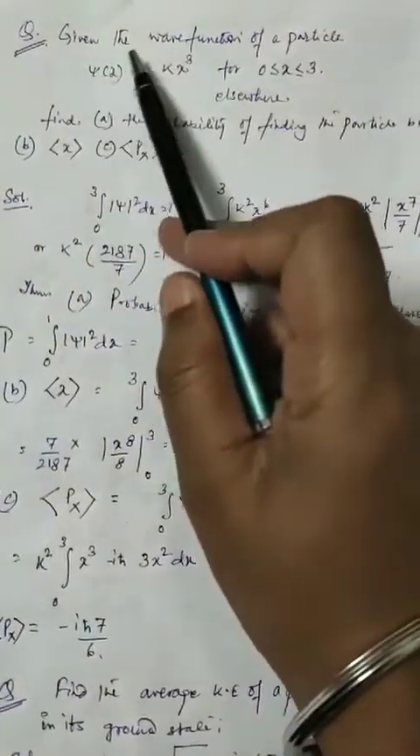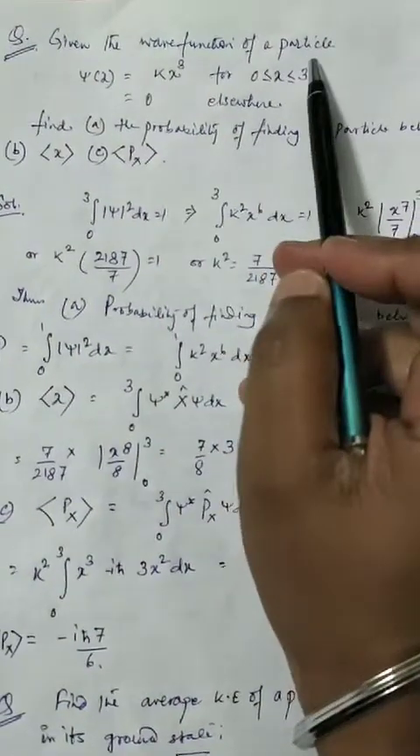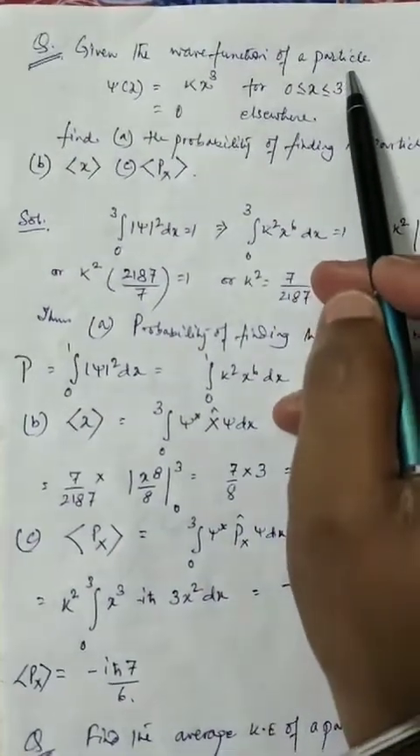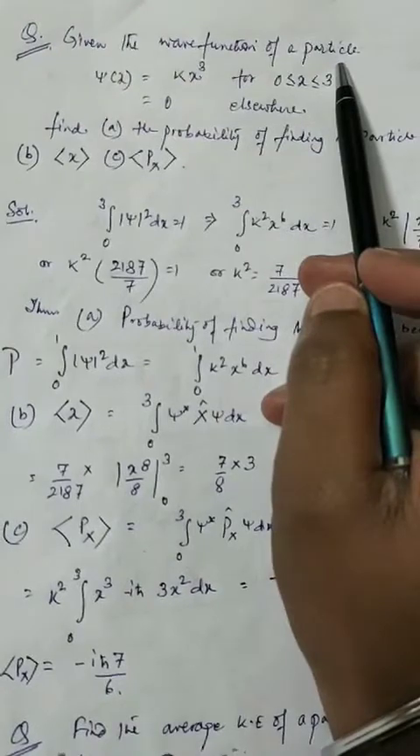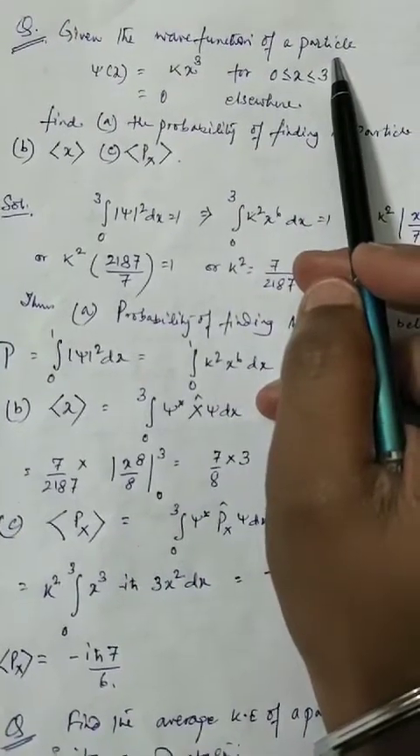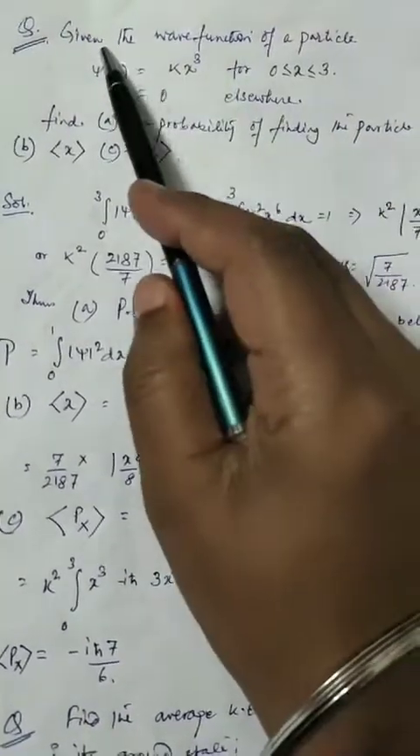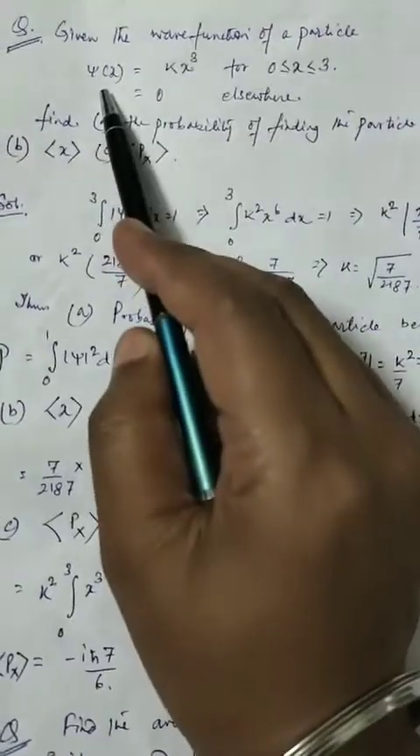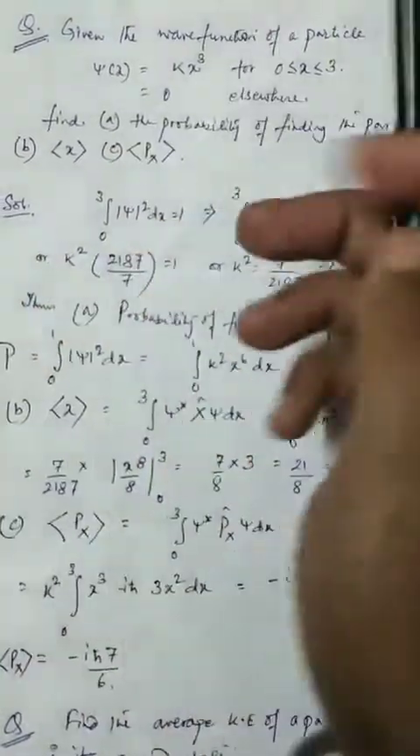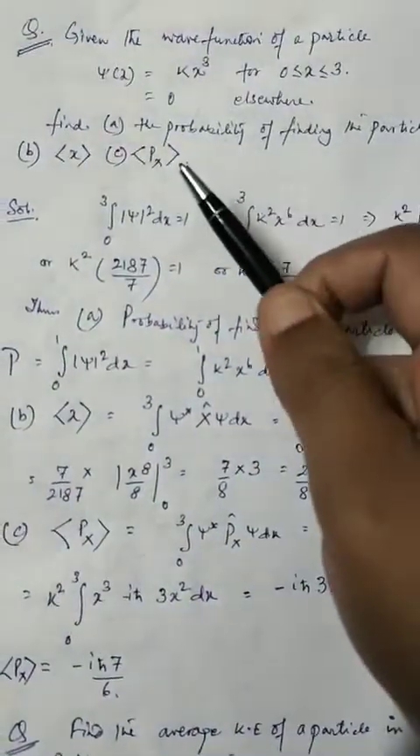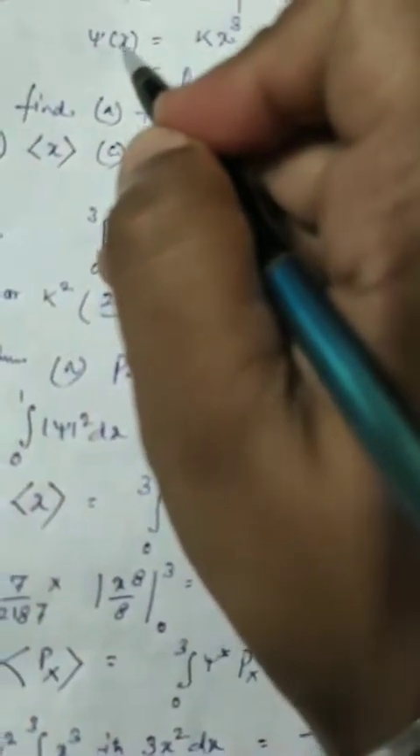See, the first question is, given the wave function of a particle. Probably this will be your last part of quantum mechanics. So, given the wave function of a particle, psi x, you can see this is a one-dimensional wave function.